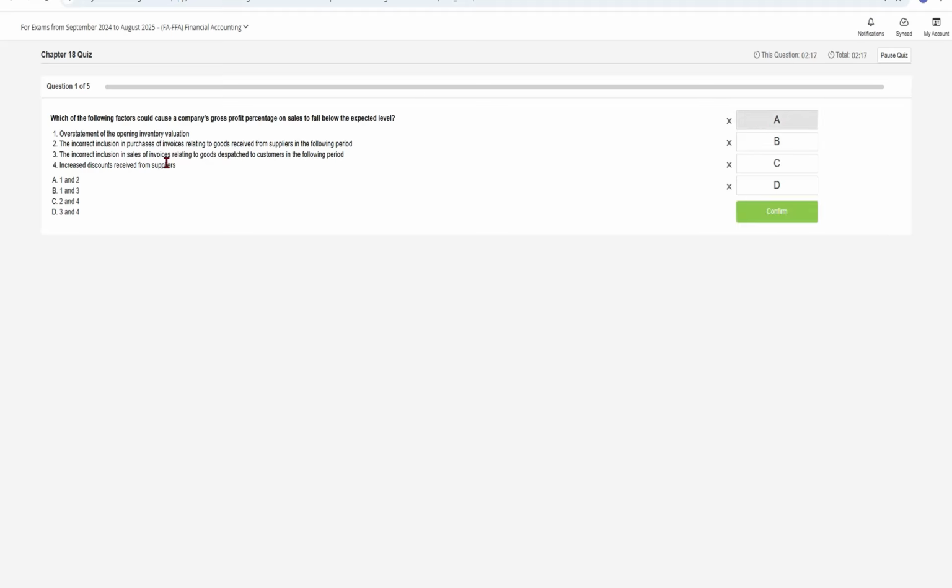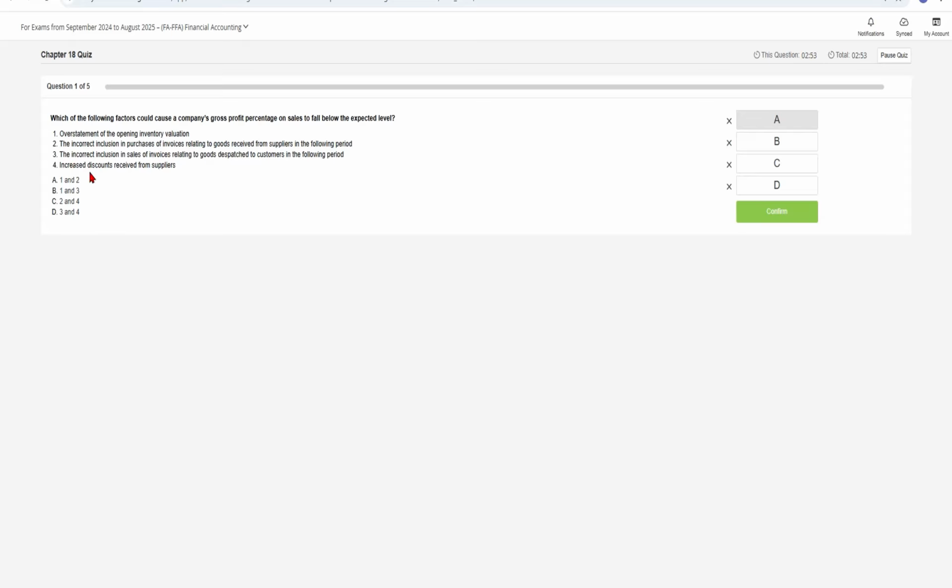It's 1 and 2. But let's evaluate 3 and 4 to have clarity on why they are incorrect. Third, incorrect inclusion in the sales ledger of an invoice relating to goods dispatched to the customer in the following period. So this will impact the sales. Due to this the sales will increase, and with sales increasing, our gross profit margin will also increase. So there is a direct relationship between sales and gross profit, and an indirect relationship between cost of sales and gross profit. So it will increase the GP margin, not make it fall. So that's why 3 is incorrect.